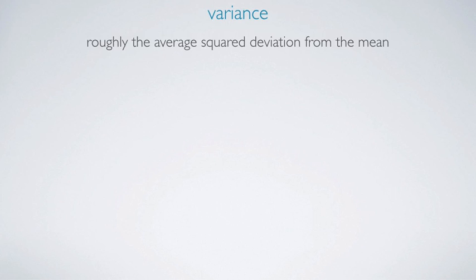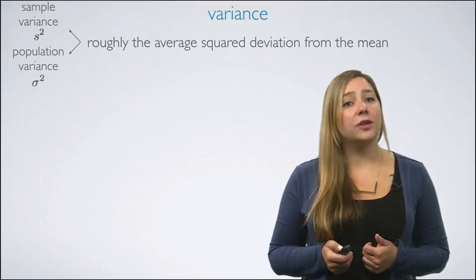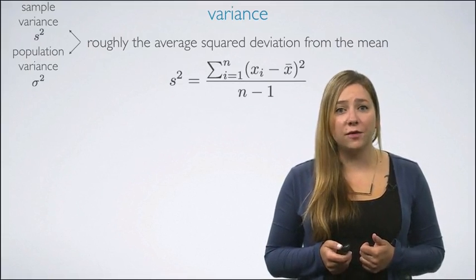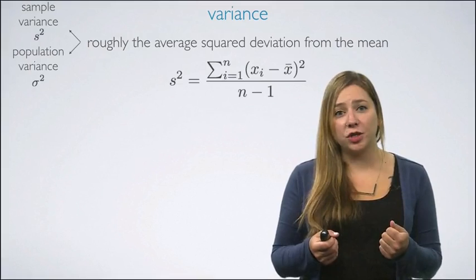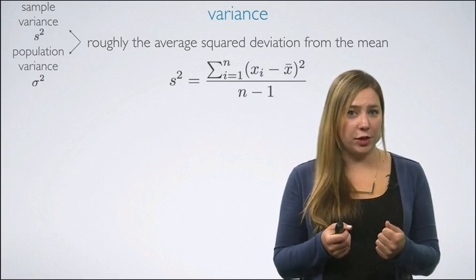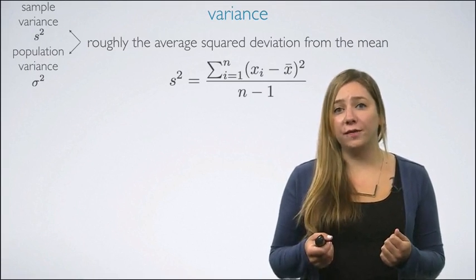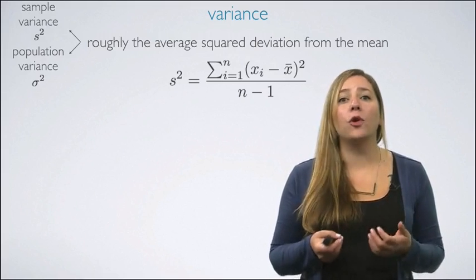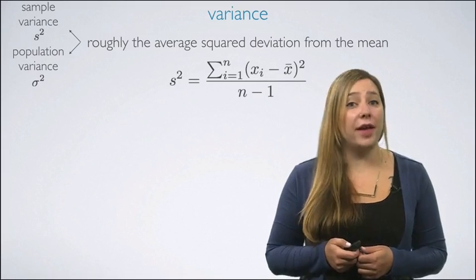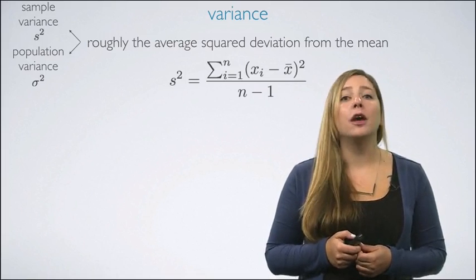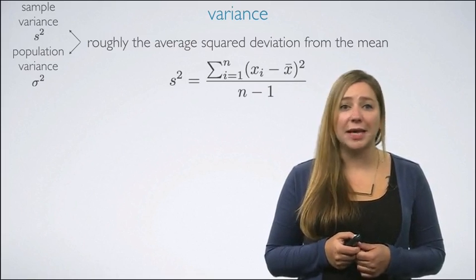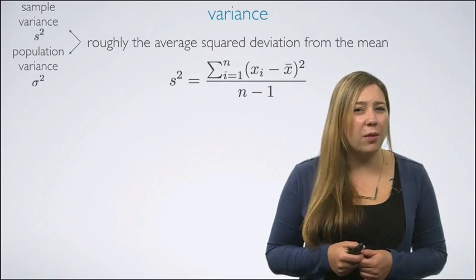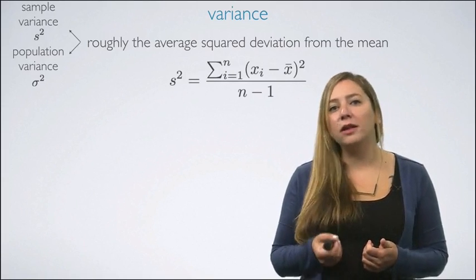The variance is roughly the average squared deviation from the mean. We denote a sample variance as S squared and population variance as sigma squared. To calculate the variance, we first find the difference between the mean and each observation, in other words, the deviation from the mean for each observation. We square each of these deviations and add them up for all observations in the dataset. Then we find the average squared deviation by dividing this sum by the sample size n minus 1. We'll talk about why we divide by n minus 1 instead of n a little later.